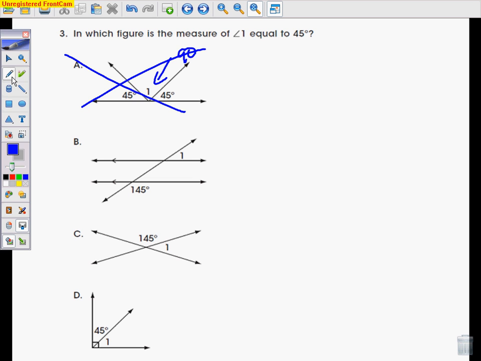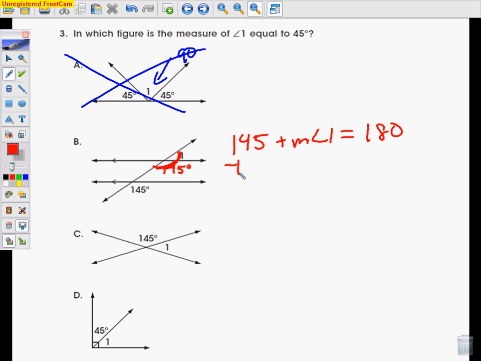Let's look at B. In B, we have that this angle measure is 145 degrees, and we don't know what angle 1 is yet. So what you could use is the fact that corresponding angles are equal. This is 145 degrees, so that means that this angle here has to be 145 degrees. This angle right here, that's 145. And since this angle plus this angle make a full line, you know that 145 plus the measure of angle 1 has to equal 180 degrees.